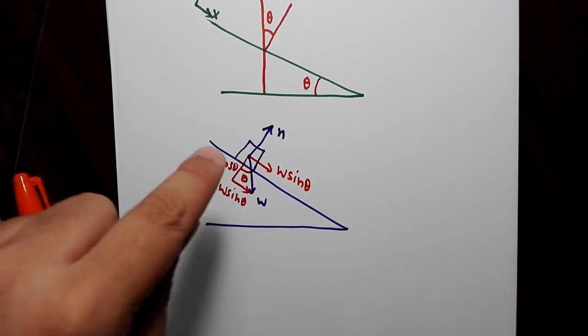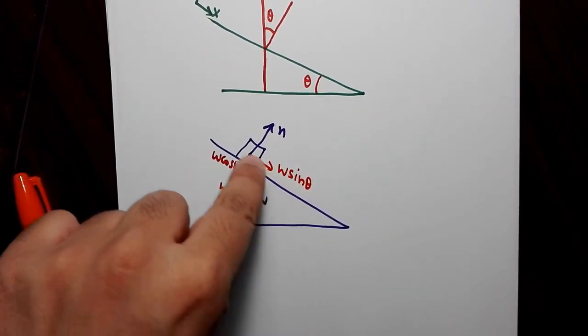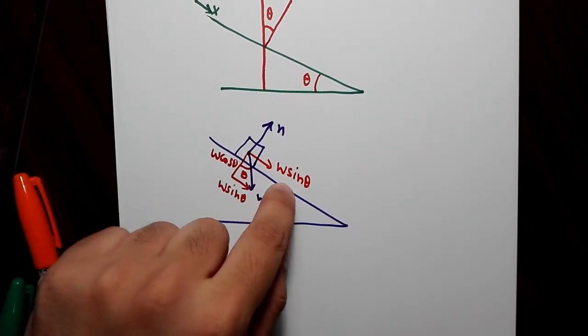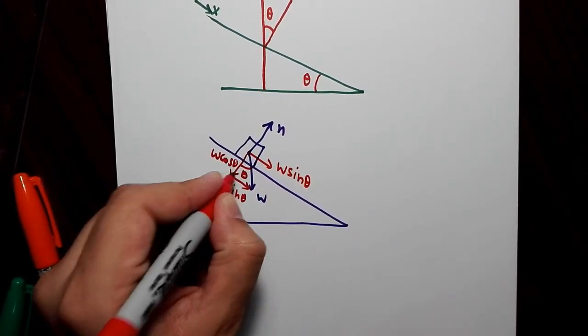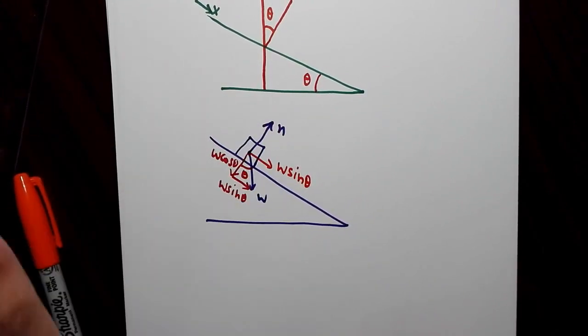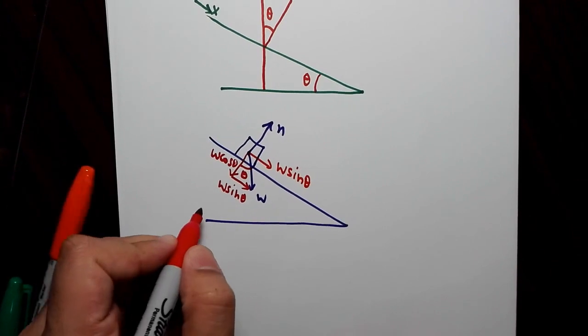So now we know the components. W sine theta goes along the positive x-axis. W cosine theta goes along the negative y-axis, and the normal force was already along the positive y-axis.